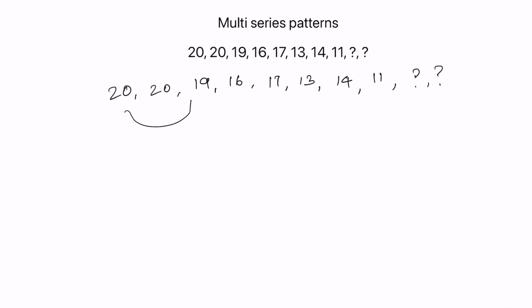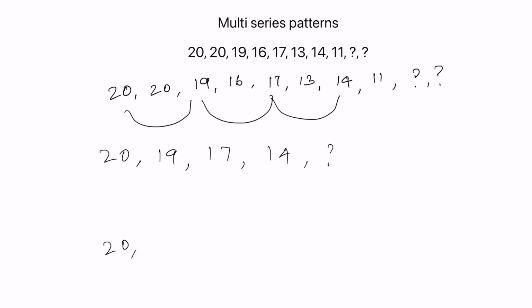Let's take all the odd numbers separately and the even numbers separately. So we have 20, 19, 17, 14 and question mark. So this is series 1. We have the next series as 20, 16, 13, 11, question mark. In this pattern, let's see what is the difference.